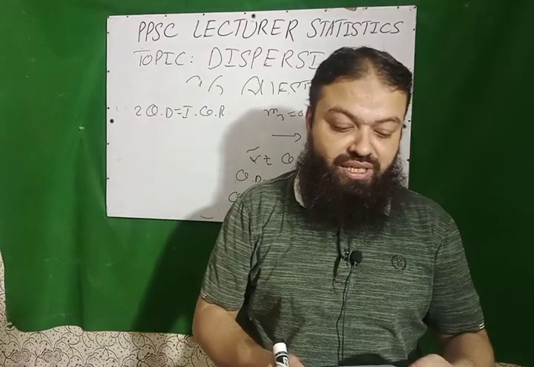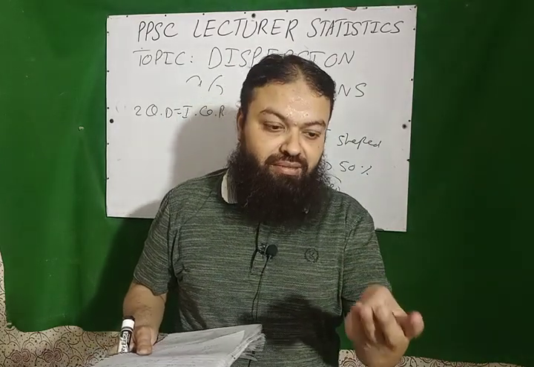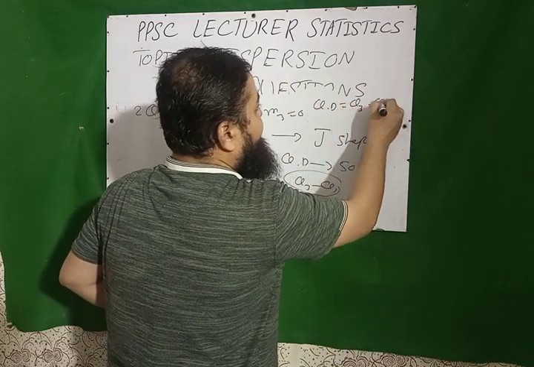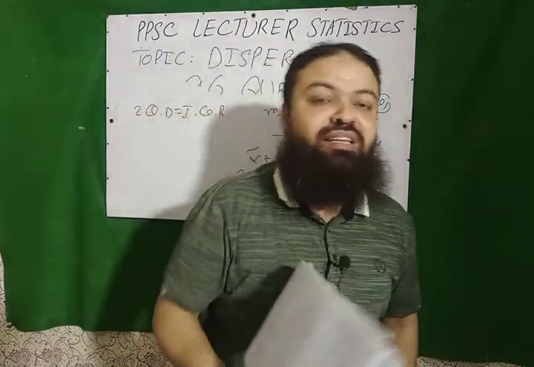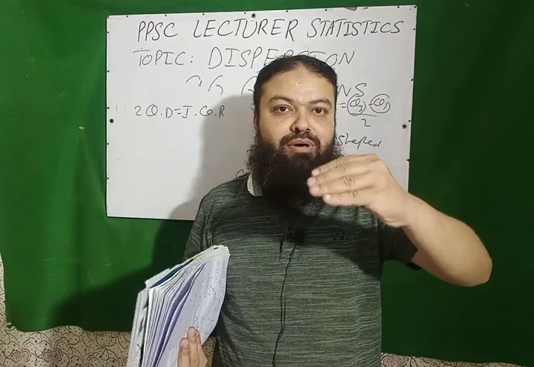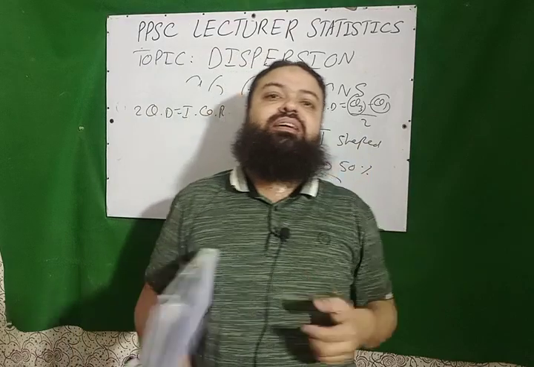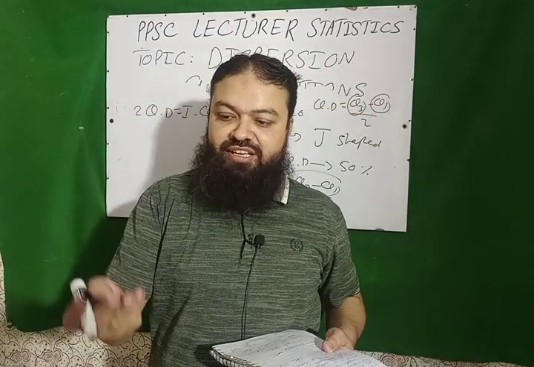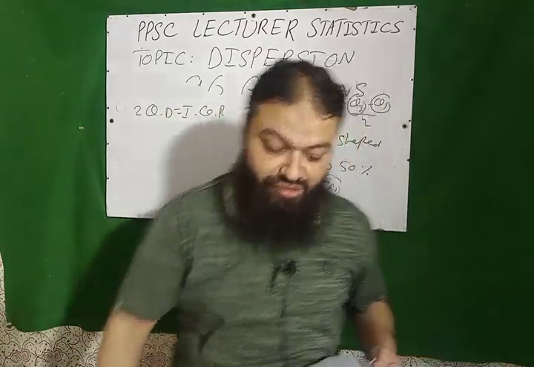Quartile deviation is useful in extremely skewed distribution, because quartile deviation depends upon Q3 minus Q1 over 2. Q1, Q3, percentiles, deciles, median, they are not affected by the extreme values. So please keep in mind, if we talk about the dispersions, then quartile deviation is least affected by the extreme values. If we talk about the central tendency, arithmetic mean, geometric mean, harmonic mean, median and mode, median is least affected by the extreme values.